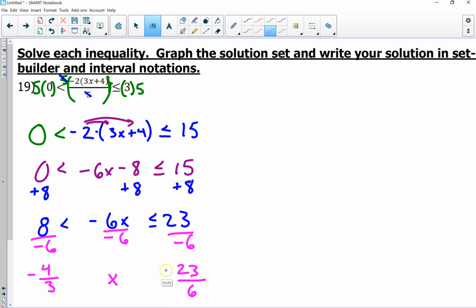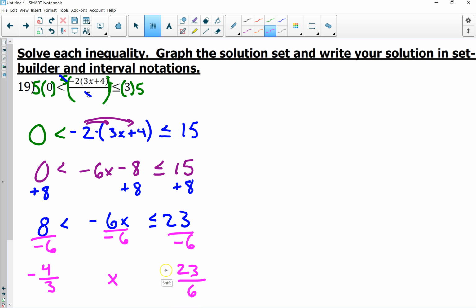So what are the 3 ways that I can write my solution? One way is in set builder notation. You do the little curly brackets for a set. You would state your variable. Here it's x. We do the little line, that means such that. And we're just going to rewrite the same answer we had before: -23/6 is less than or equal to x, which is less than -4/3. And then you have to close off your set with a curly bracket. So that's set builder.